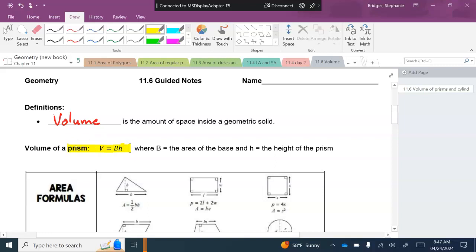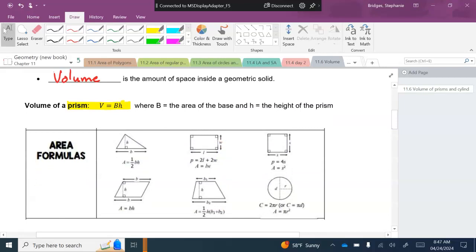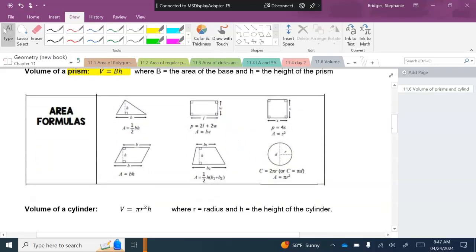Now, you'll notice I put the little area formulas up there for you so that we have those to use once we get to different bases. That's not anything, again, you need to memorize. I will give them all to you, but we've got a triangle, rectangle, square, parallelogram, trapezoid, and circle. All of those formulas are there for you to refer to.